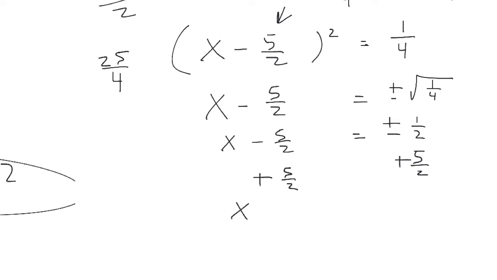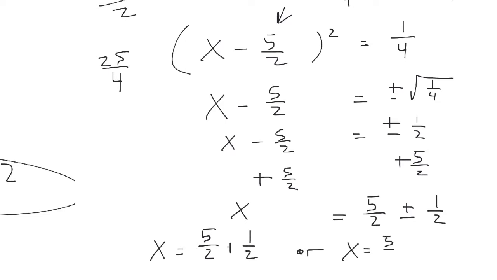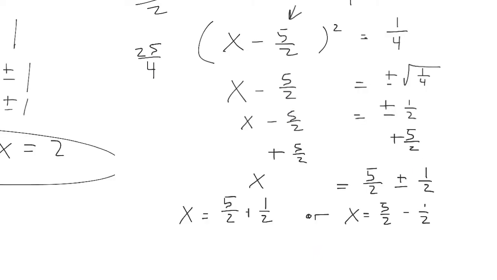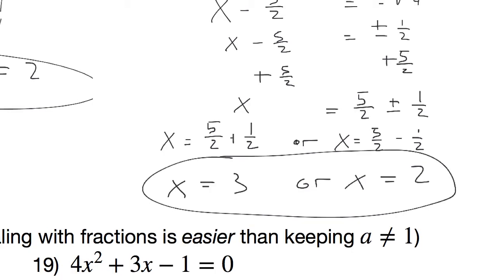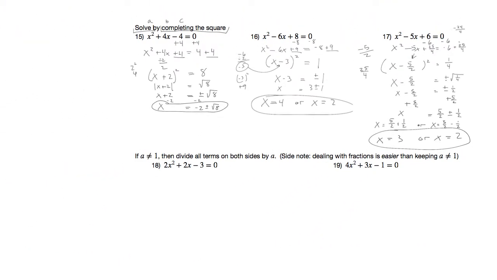You get x is equal to 5/2 plus or minus 1/2. Splitting it up, x could equal 5/2 plus 1/2, or x could equal 5/2 minus 1/2. That means x could equal 6/2, which is the same thing as 3, or x could equal 4/2, which is the same thing as 2. That's number 17.